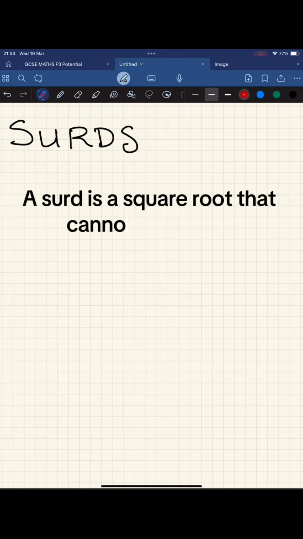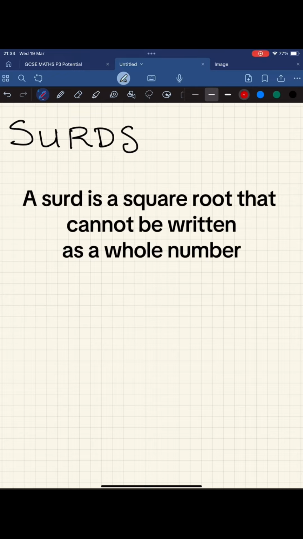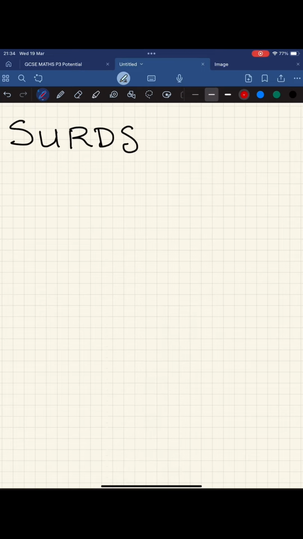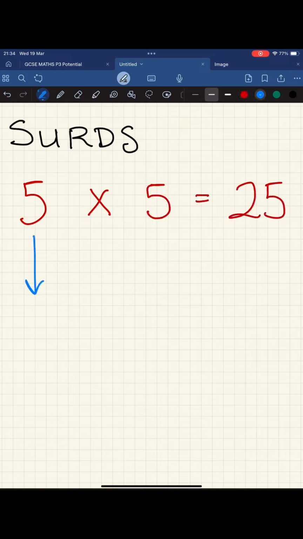Well, a surd is a square root that can't be written as a whole number, like root 10 or root 6. There is no whole number you can square to get 10 or 6. Now, there are some rules we should know about surds and square roots in general, in fact.